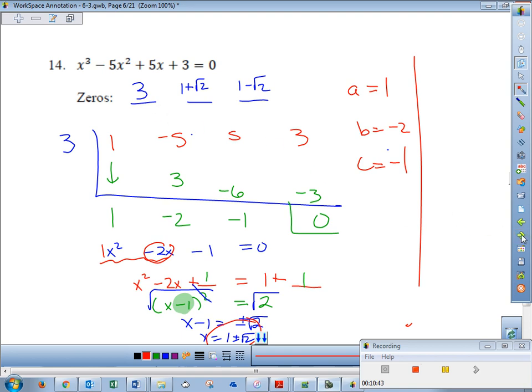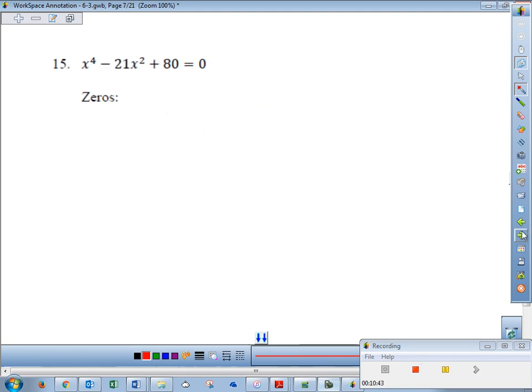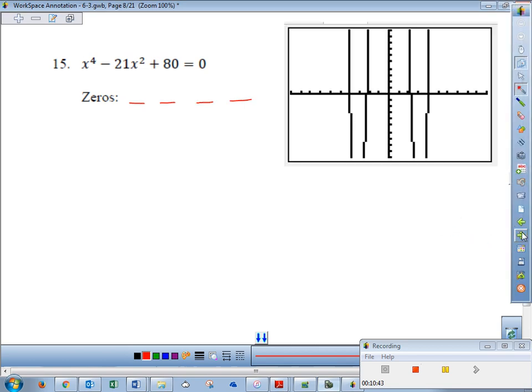There's our three roots. Next one, how many possible roots? We're on 15, by the way, 15. How many possible roots are there? 4. Boom, boom, boom, boom. You can graph him much faster than I can.